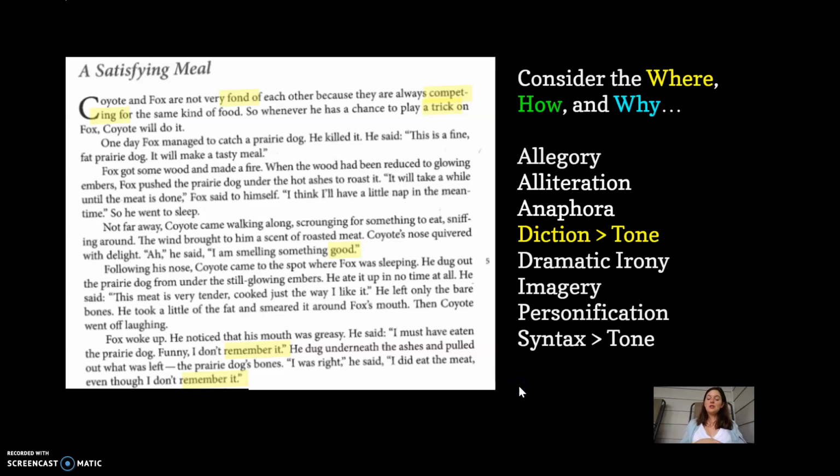So now let's move on to the diction of the writing, which also creates tone. And again, just like syntax, diction is throughout.